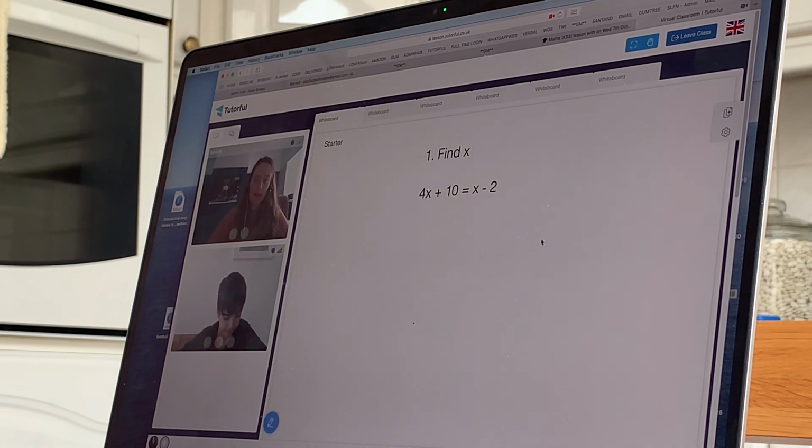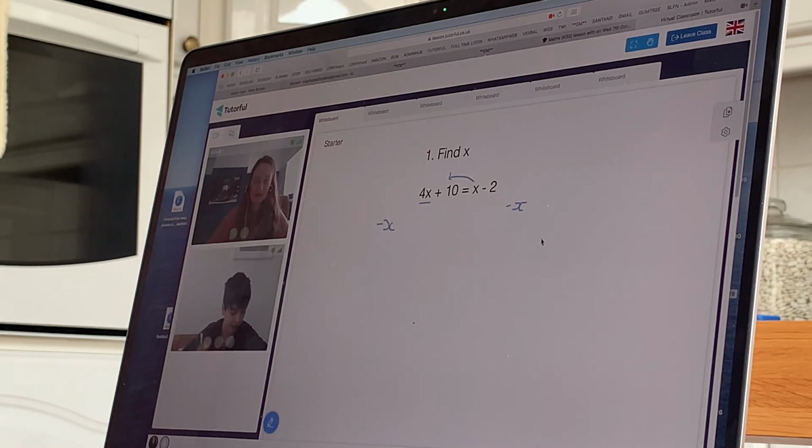So the first step for this one, to get the x, we want the x's on one side. Since there's more on this side than there is on this side, we'll move this one across, by minusing it from both sides. Do you remember?